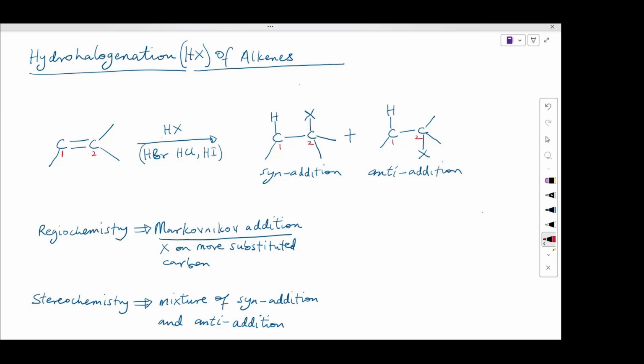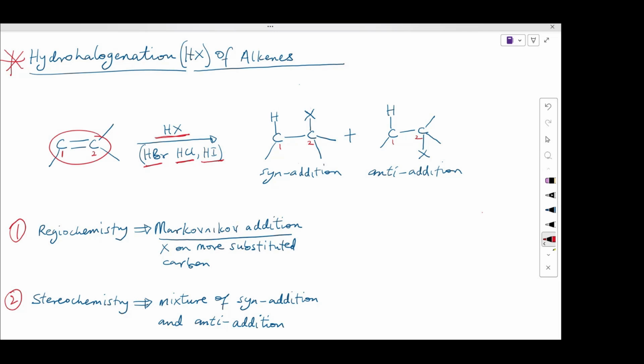Today, I will be discussing hydrohalogenation of alkenes. Hydrohalogenation of alkenes involves the addition of a hydrogen halide, HX, across the double bond of an alkene. The hydrogen halide could be hydrogen bromide, hydrogen chloride, or hydrogen iodide. To predict the product of this reaction, there are two factors one needs to consider. The first one is regiochemistry, and the second one, stereochemistry.